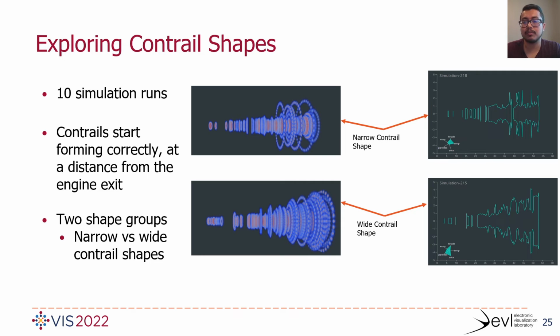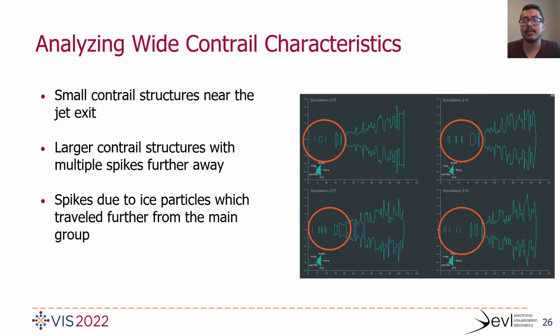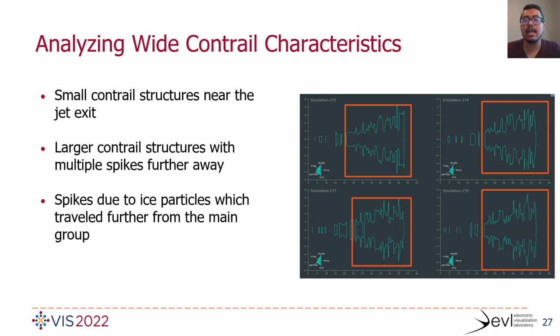They noticed the simulated contrails started to form correctly at a distance from the engine exit. Using the shape view, they then noticed two groups, one generating narrow contrail shapes and the other wider shapes. Analyzing further the wider shape group, they noticed small contrail structures near the jet exit and larger contrail structures with multiple spikes further away, consistent with the underlying simulation model.